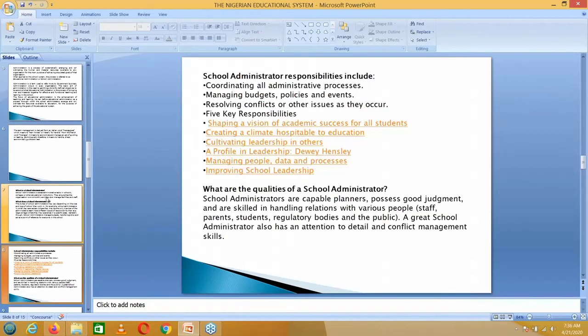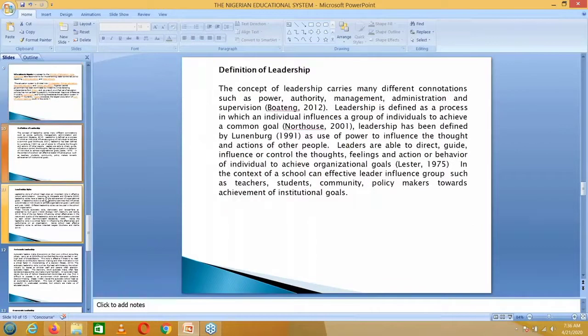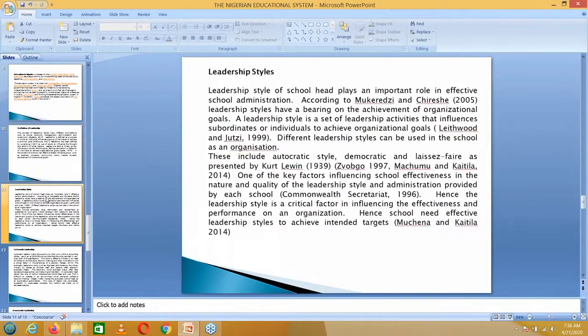We've talked about the key responsibilities of a school administrator. We also talked about the qualities of a school administrator, and about education in Nigeria, how it's being seen. And finally, we discussed leadership, what leadership is all about, and the leadership styles or skills in the school.